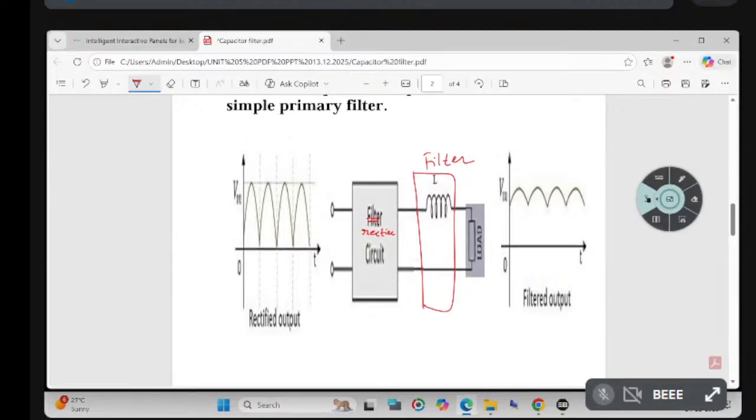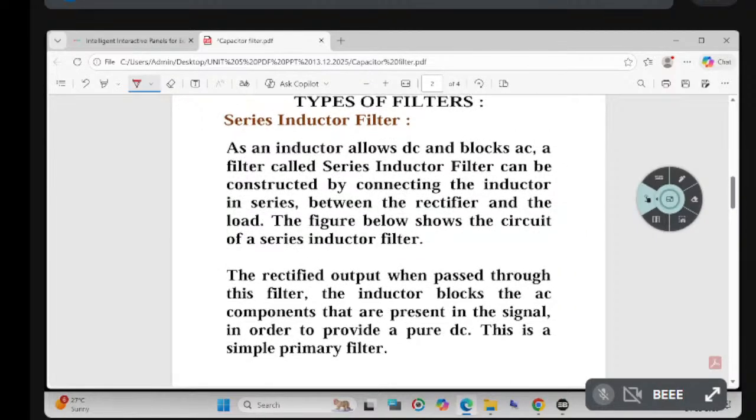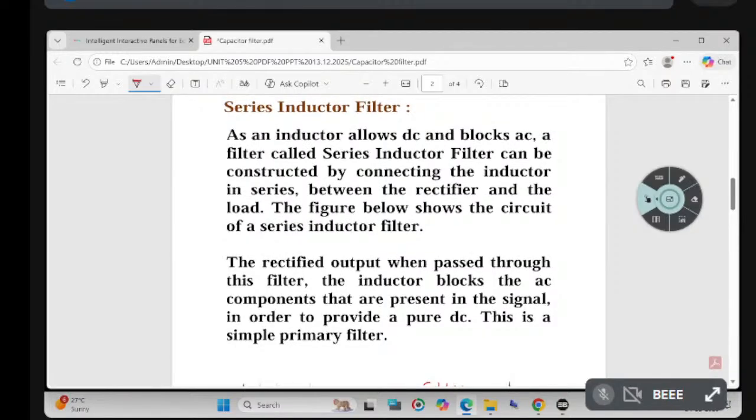So now see the sentences. What is the series inductor's definition? An inductor allows DC and blocks AC. A filter called series inductor filter can be constructed by connecting the inductor in series between the rectifier and the load. Between the rectifier and the load, inductor is connected in series. So this is the figure. The figure below shows the circuit diagram.